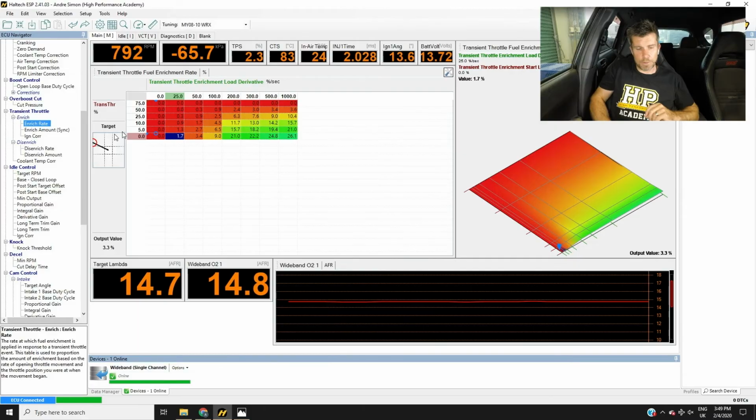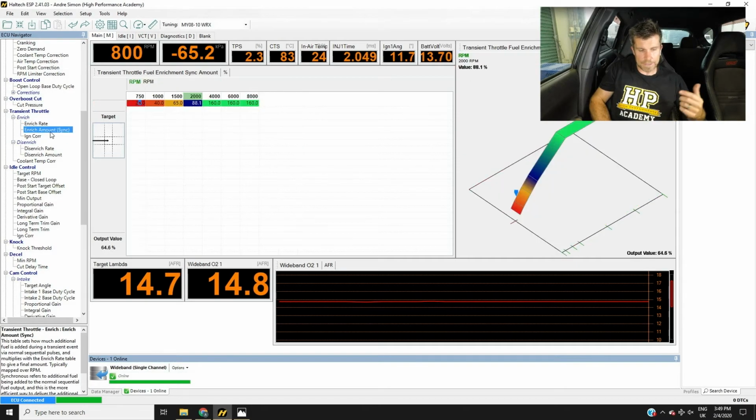So this table, as I said, works in conjunction with our next table, which is our enrich amount synchronous. Two-dimensional table this time relative to engine RPM, and essentially within this table we are defining how much additional fuel is going to be delivered, and this, as I mentioned, gets multiplied by the value from our enrich rate to define the final amount of fuel to be delivered. Sounds a little bit complex, but when you actually go through the process, reasonably easy.